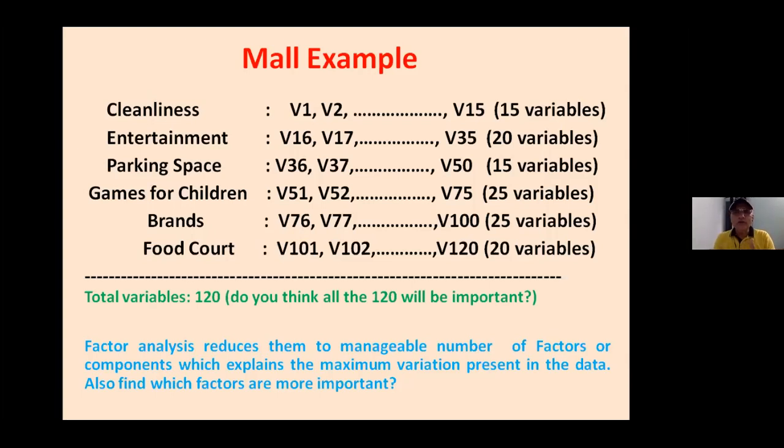Then why unnecessarily include the rest of the 95 variables in your model? You can exclude them and tell the owner that you must only focus on these 25, 26 variables. The rest of them are not important. He will also be happy. You will also be happy, right? So this is called data reduction. So factor analysis is a data reduction technique. Okay, how do we carry this out?